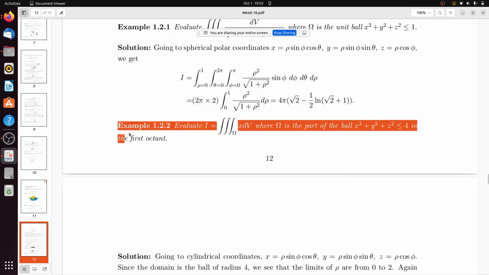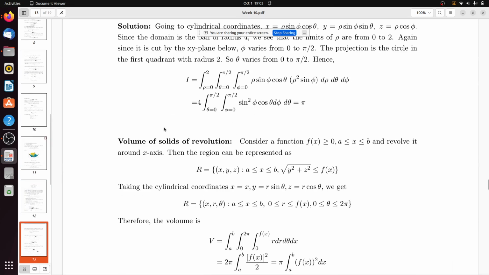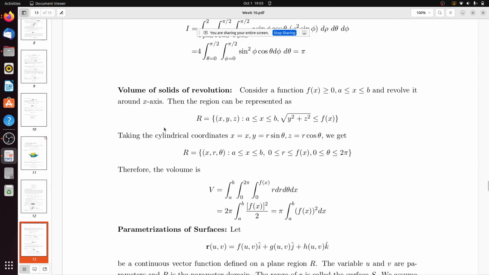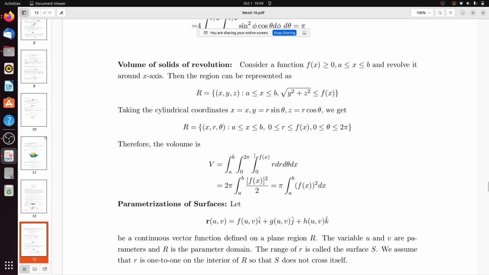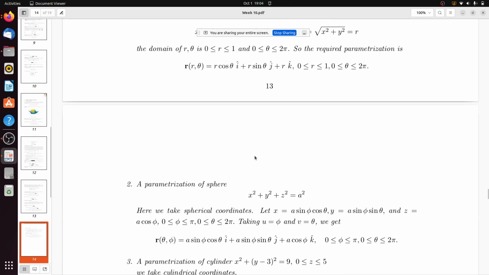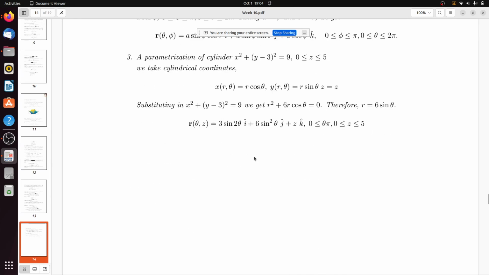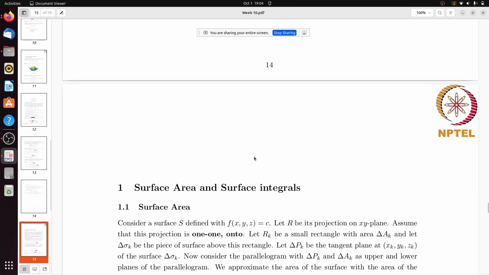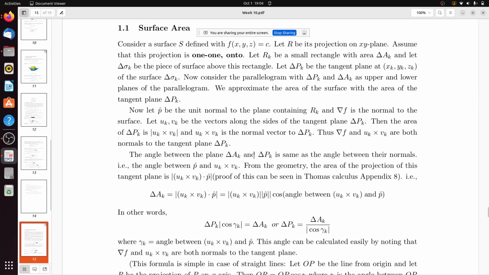Similarly, there are more problems. There are also questions on volume of solids of revolution. Solids of revolution are nothing but when we rotate some curve around some axis or some straight line, then we get the volume of solids of revolution. These things I will upload in the notes and you can easily check them out.